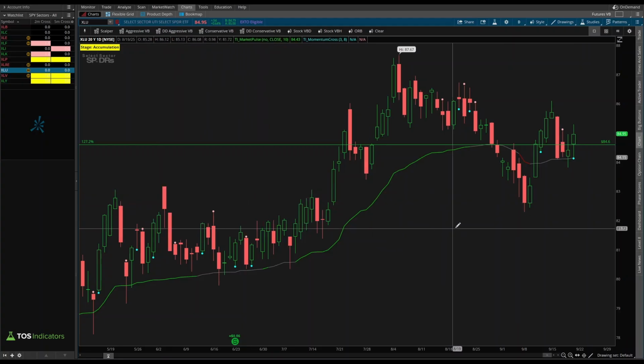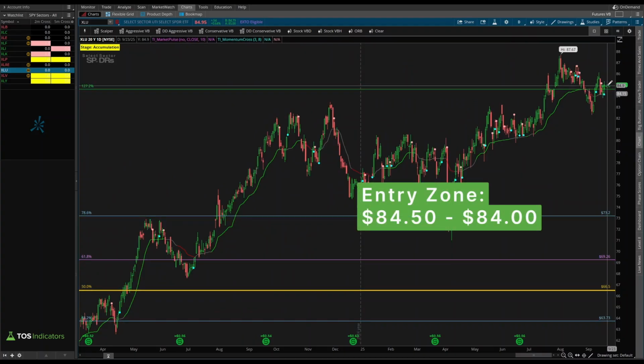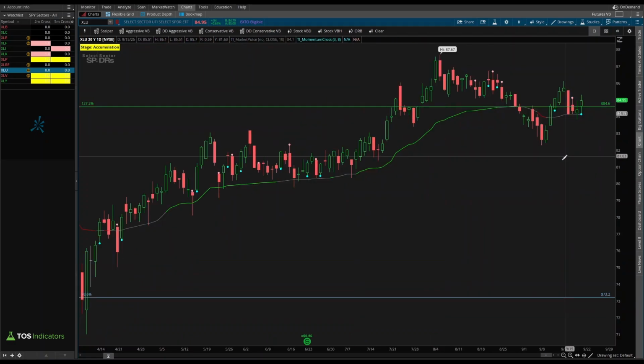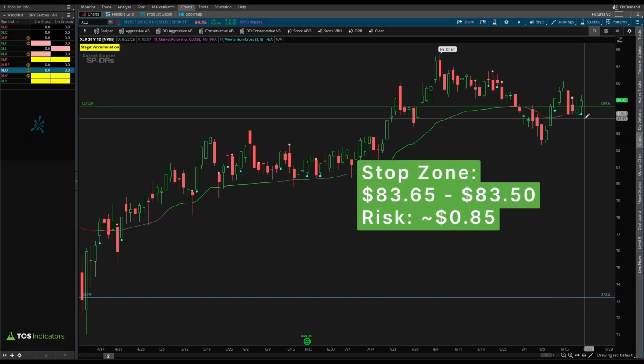Now, we just talked about how 84 seemed like a potentially likely place based off of the seasonal analysis. So 84 would take us down to about here. So call it a zone of 84 to 84.50 as where you'd like your entry. Now, in terms of my stop, I'm looking for the stop outside of this low here near 83.65 to below 83.50 if you can afford that. That gives you a stop range of about 85 cents.